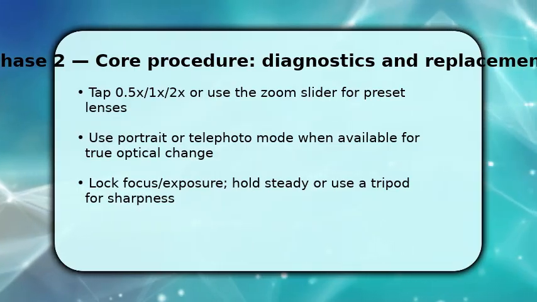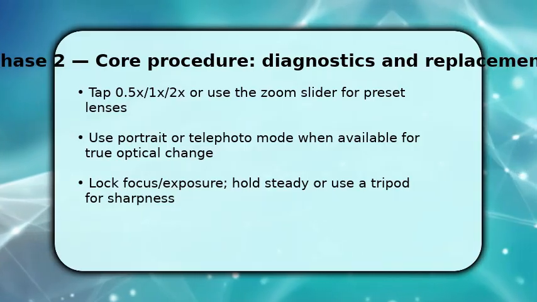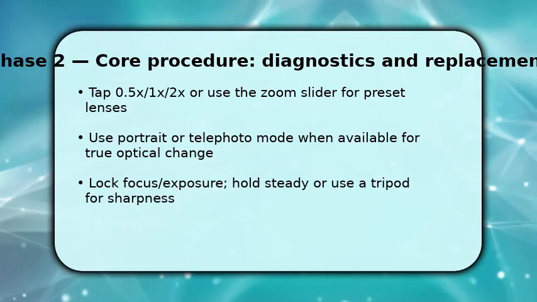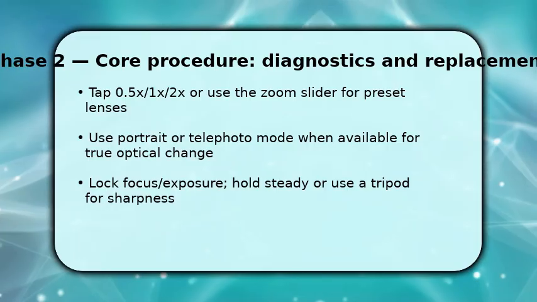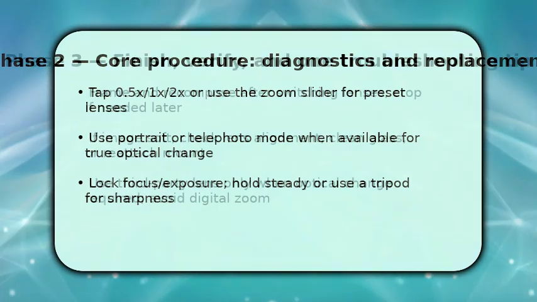Lock focus and exposure by holding on the subject until AE/AF lock appears, because different lenses meter differently. Make sure to steady the phone or mount it on a tripod. Optical focal changes are only useful. Finish by framing and recomposing after the lens change.